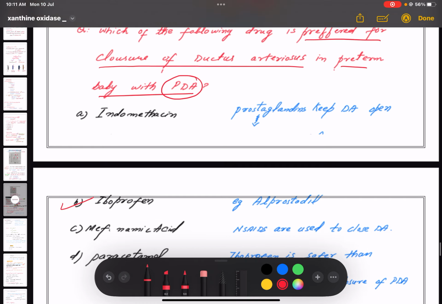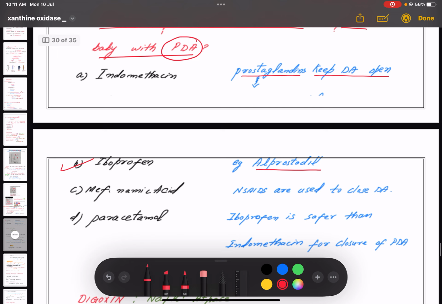Now let's see, guys. Prostaglandins keep ductus arteriosus open. If we want to give some drugs which can keep ductus arteriosus open, the drugs are prostaglandin analogs like alprostadil. It is a prostaglandin analog and can be used to keep the ductus arteriosus open. Now, NSAIDs. NSAIDs are going to inhibit the formation of prostaglandins, and therefore they are used to close the ductus arteriosus.